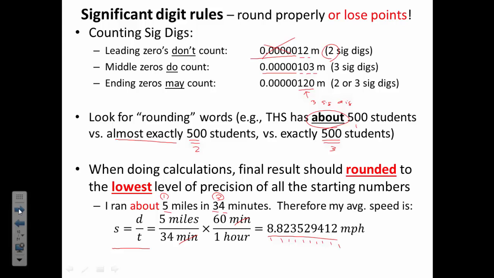Well, I have about 5 miles. That's one significant digit. And I've got 34 minutes. That looks like 2. So the least number of significant digits is really what I should round to. So I'm going to round to one significant digit. So really, the only digit that's significant is that one. And I'm going to round based on the one to the right of it. So I have an 8.8. The 0.8 is greater than 0.5, so I'll round up to 9. So it's going to be about 9 miles per hour rounded properly.